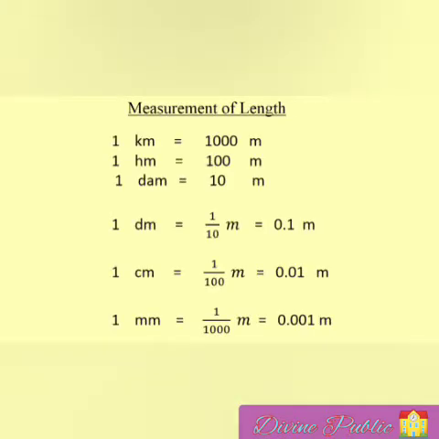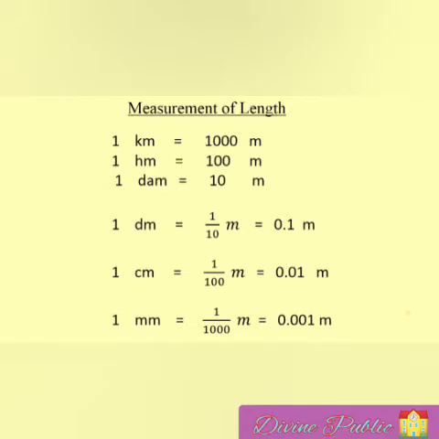1 kilometer is equal to 1000 meter. 1 hectometer is equal to 100 meter and 1 decameter is equal to 10 meter. Whereas in the lower units, 1 decimeter is equal to 1 upon 10 meter, 1 centimeter is equal to 1 upon 100 meter and 1 millimeter is equal to 1 upon 1000 meter.